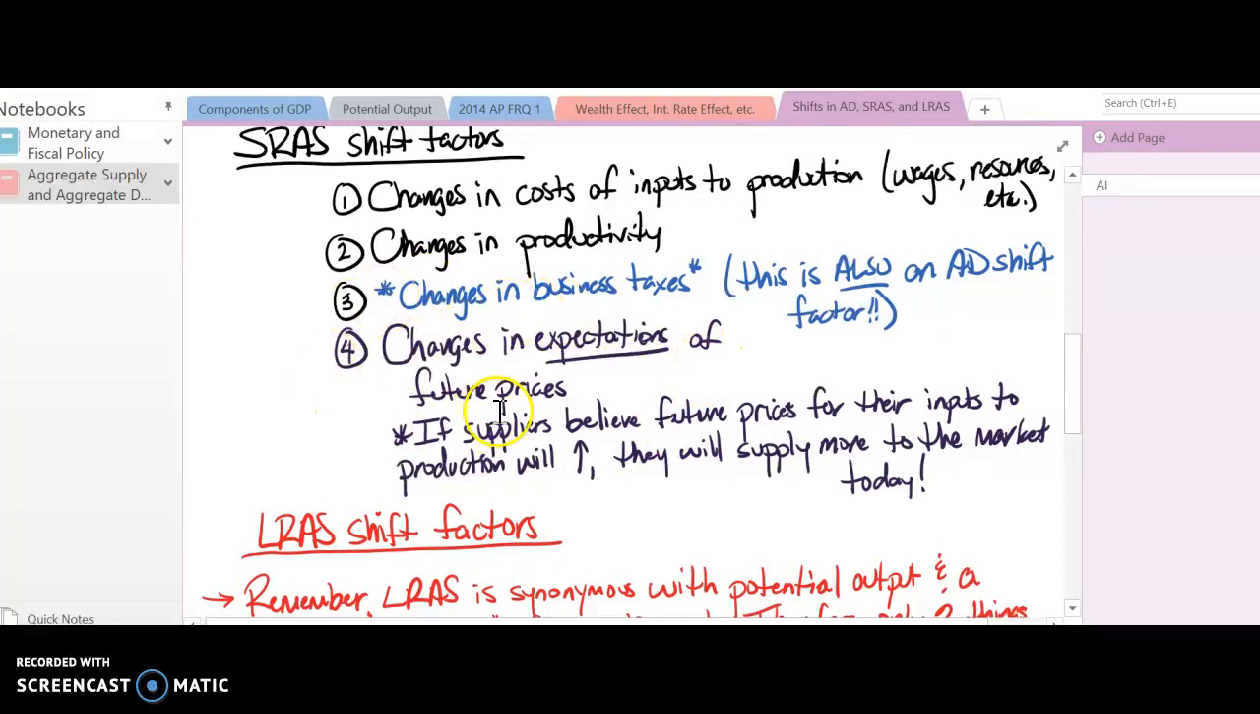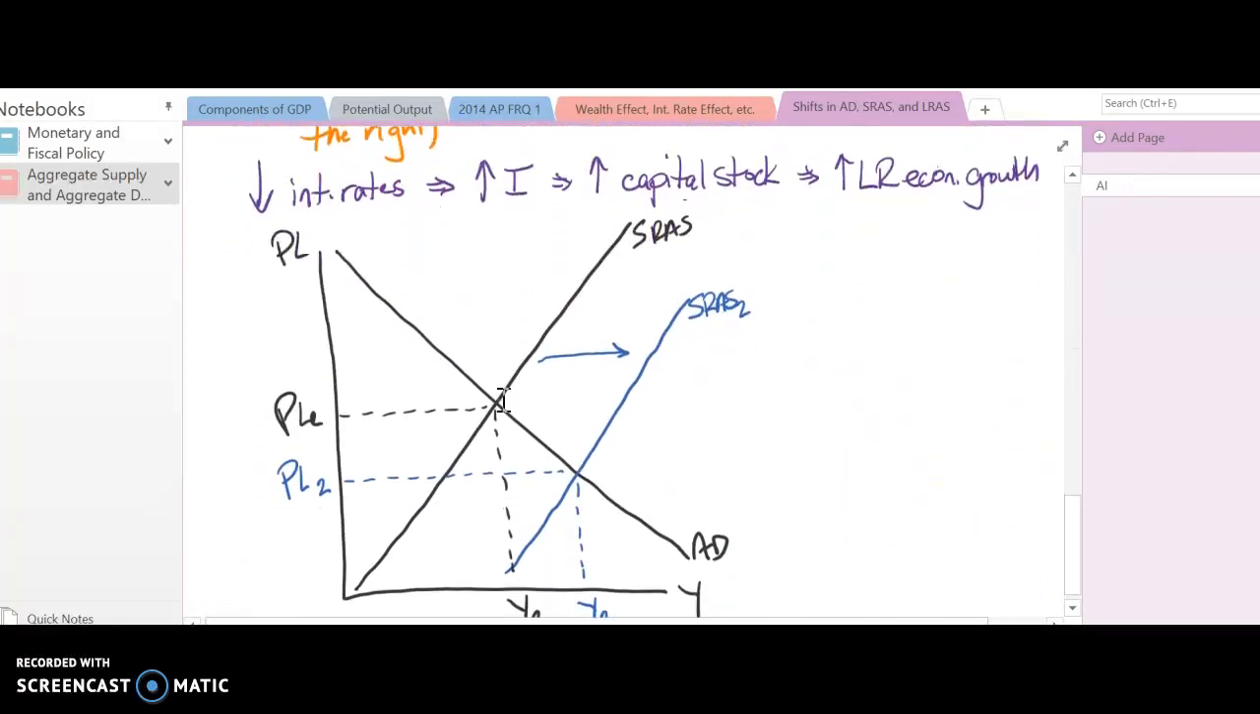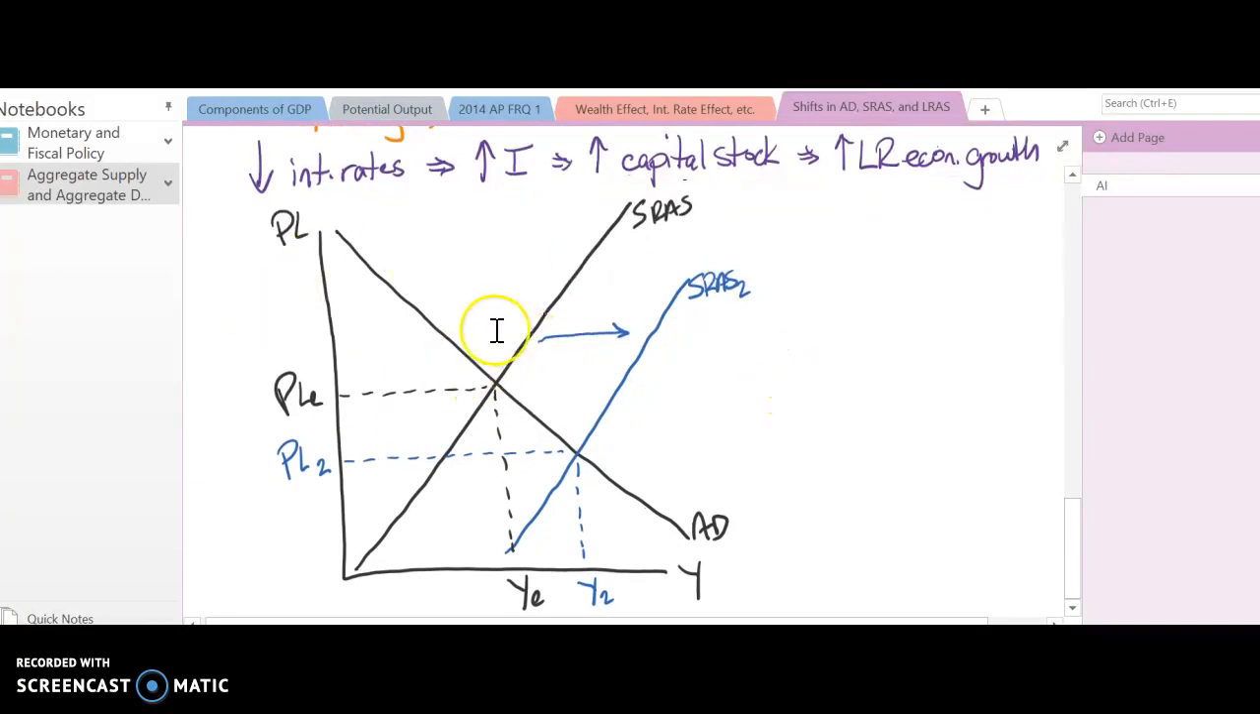Okay, so that is expectations in future prices. I have an example down here of what that would look like if it shifted to the right, just to give you a visual. I was looking at some of the practice FRQs that we did last week. An increase in short run aggregate supply is shifting to the right. Some of you moved it in the other direction and shifted left. Remember, an increase in supply or demand always shifts to the right. A decrease in supply or demand, always shift your curve to the left. And here are our resulting effects on price level and real GDP.